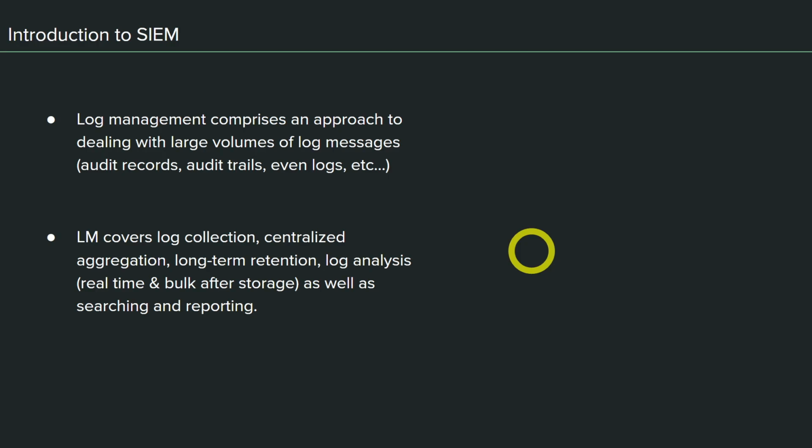So basically, a SIEM system is a log aggregation platform that allows us to collect logs and perform some actions on the logs, such as adding context and alerting and reporting. That's a very basic introduction. So we need SIEM in order to deal with large volumes of log messages, such as audit records, audit trails, event logs, application logs, etc.